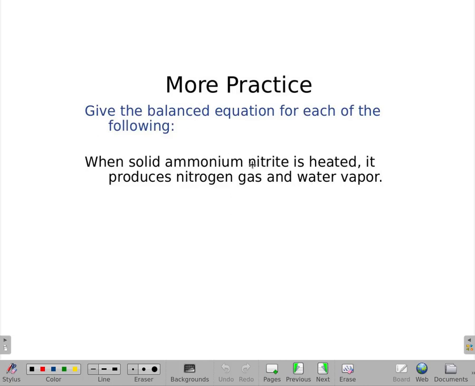All right, so ammonium nitrate. Ammonium is NH4 plus, nitrate is NO3 minus. So ammonium nitrate is NH4NO3, and it is a solid. And when it heats up, it produces nitrogen gas, N2 gas, and water vapor, H2O.